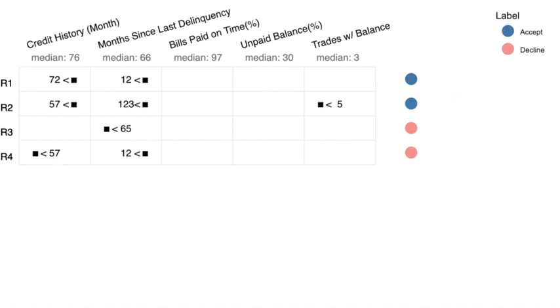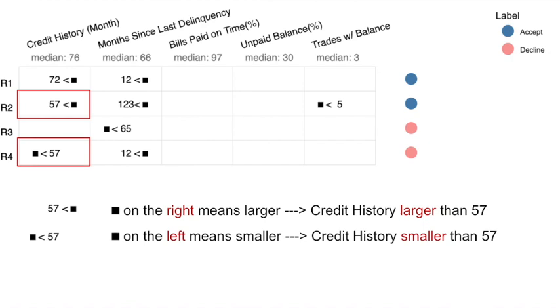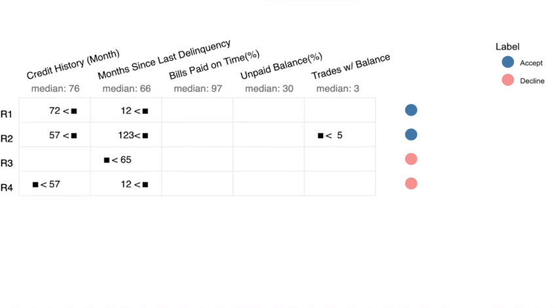Keep in mind, a useful way of reading a rule is that a square on the right side always means the feature of this column is larger than the given value, and a square on the left means that this feature is smaller than the given value. In this tabular view, we can look at a specific column, and find out the rules that contain this feature.